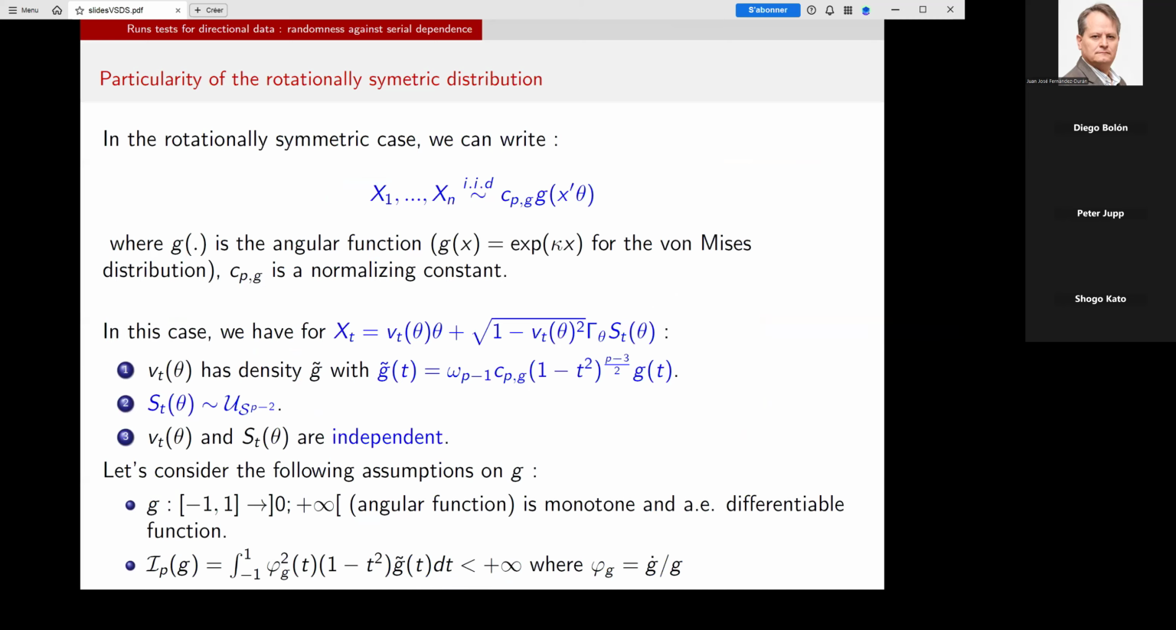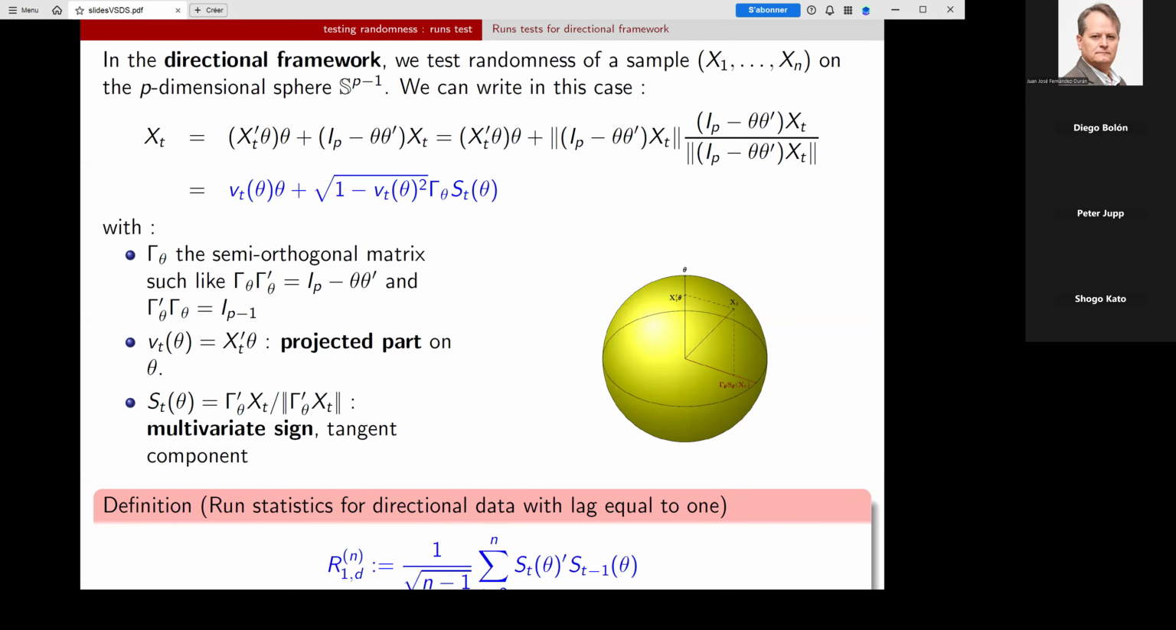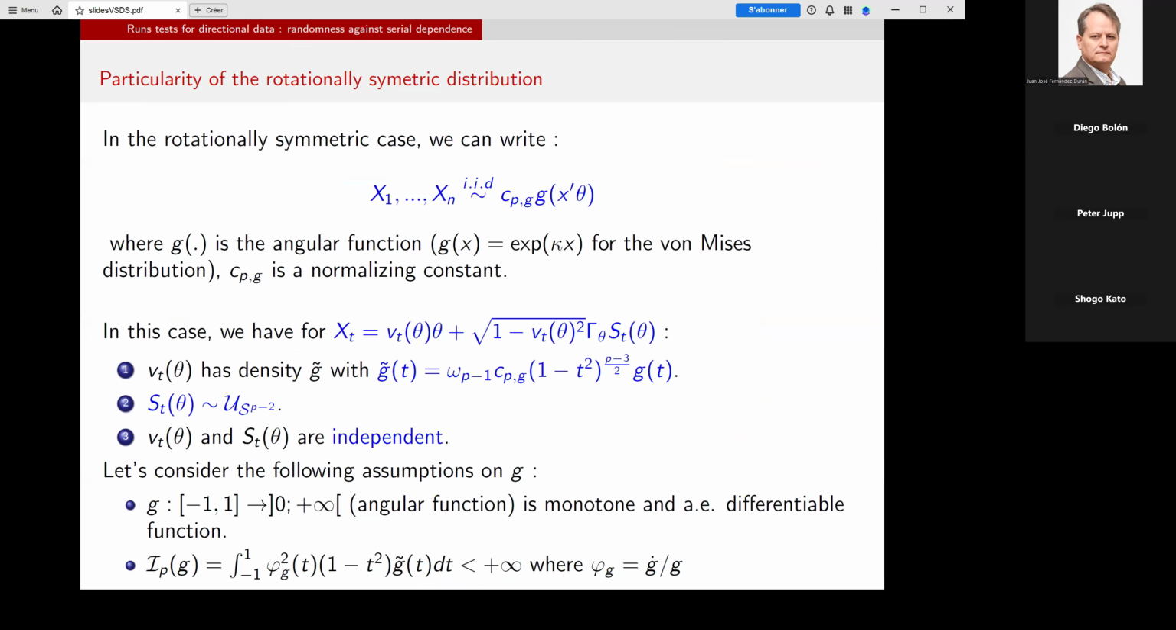So I talked at the beginning with the example that we are looking at the case of rotational symmetry. What can we say about the rotational symmetry case? We know that the density of the rotational symmetry distribution is this way, with an angular function g and a location parameter theta. For example, the von Mises distribution is just exponential with a concentration parameter kappa. In this case, we know the density of Vt. We know that the tangent part will be uniform on the sphere of dimension p minus 2, and we will have independence between Vt and St. You will also need some assumption on the angular function. Just know that phi g for the von Mises case, for example, is only kappa.